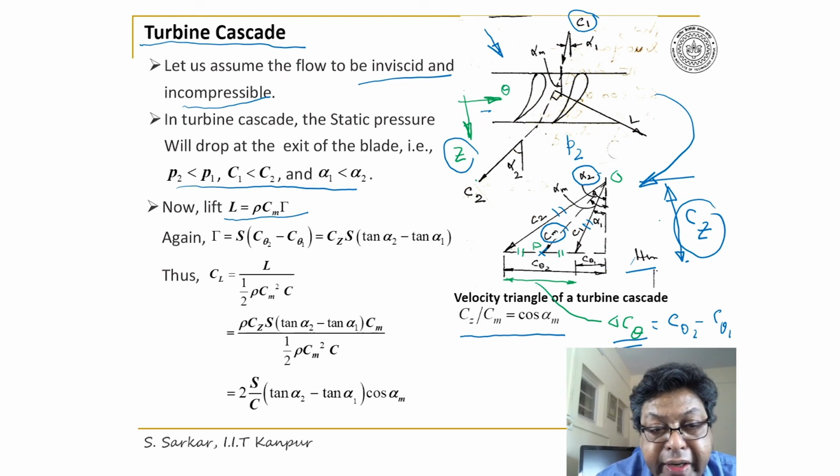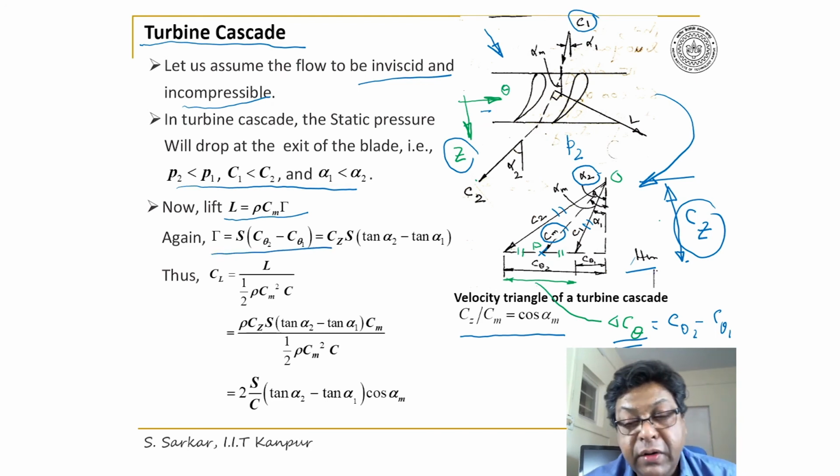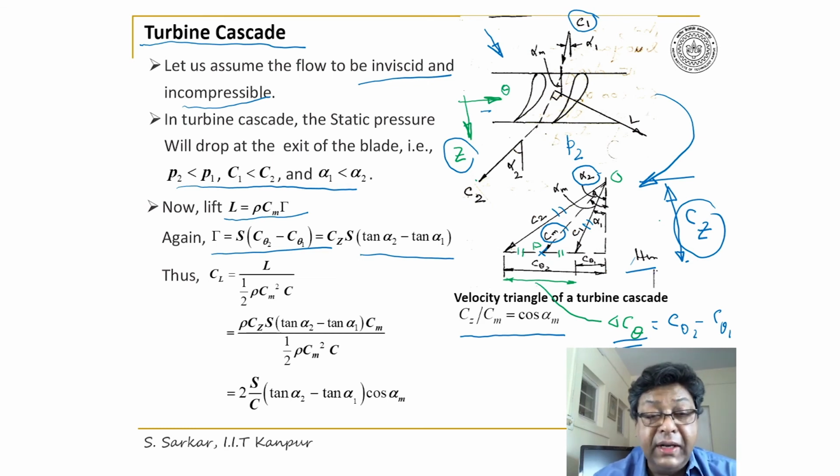Now, here I can write gamma is equal to S into c theta 2 minus c theta 1 for a turbine blade, and thus using the velocity triangle, I can write Cz into S into tan alpha 2 minus tan alpha 1. I can define lift coefficient as before, that CL here is equal to L divided by half rho Cm squared into C. Now from the expression of gamma I can evaluate L. Thus lift coefficient CL would be rho Cz S into tan alpha 2 minus tan alpha 1 into cos alpha m divided by half rho Cm squared into C.